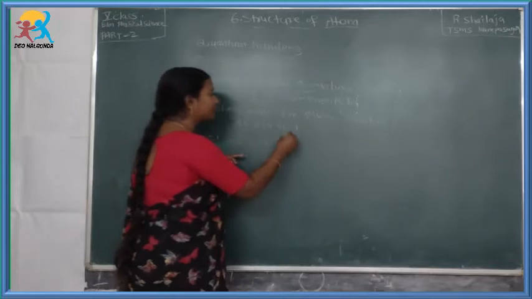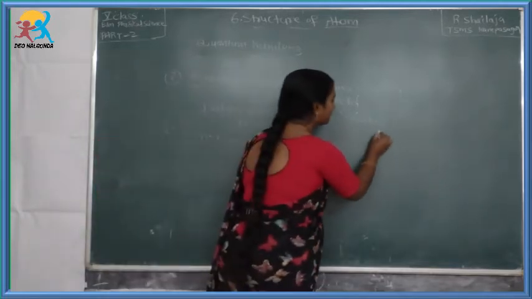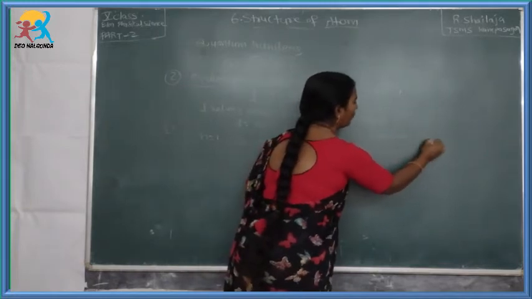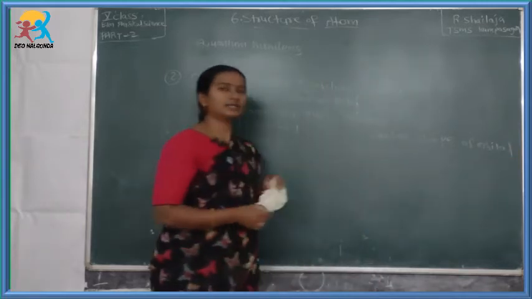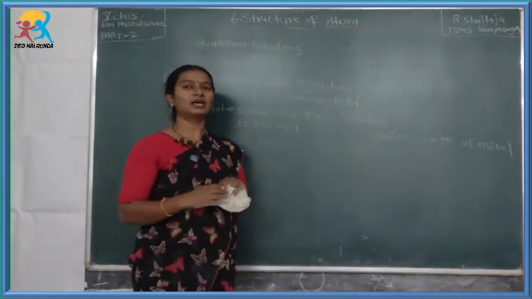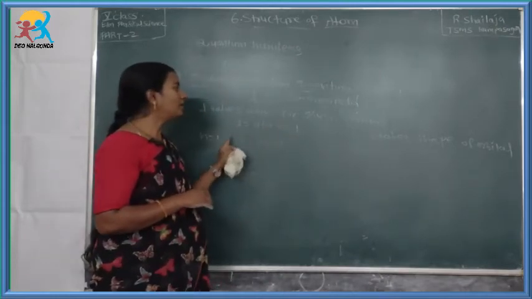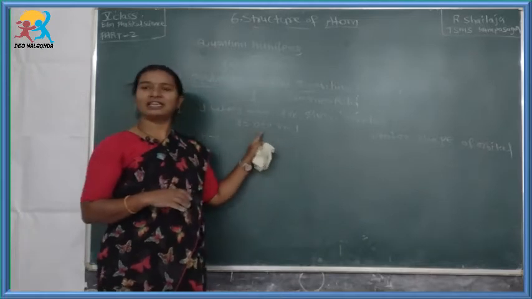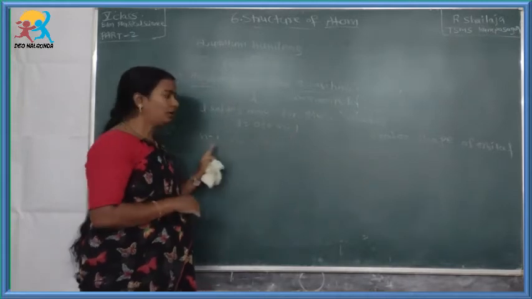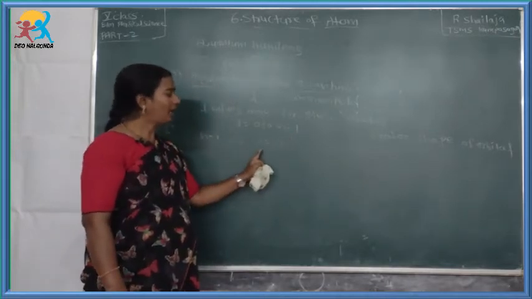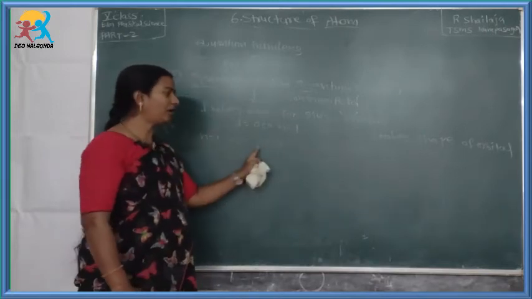This angular momentum quantum number states the shape of the orbital. This L quantum number explains the shape of the atomic orbitals. The values are from 0 to n minus 1 for a given n value. For example, if n equals 1, L equals 0 to 1 minus 1, which means 0. So for this n value, the L value is 0.